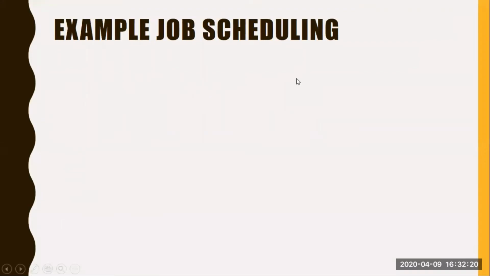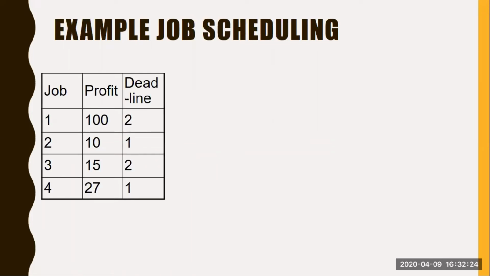So taking an example of job scheduling. Let's consider we have 4 jobs. The first job has a profit of 100, the second job has a profit of 10, the third job has a profit of 15, and the fourth job earns me a profit of 27.